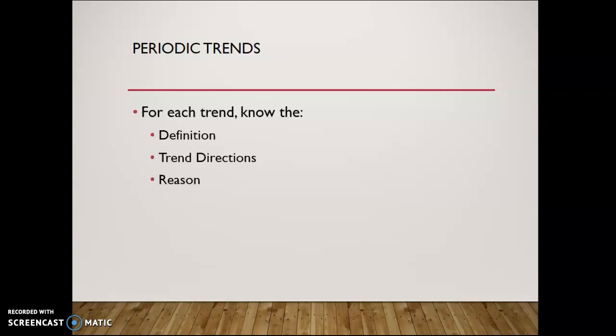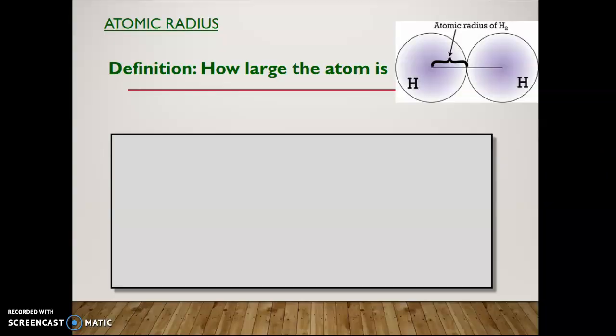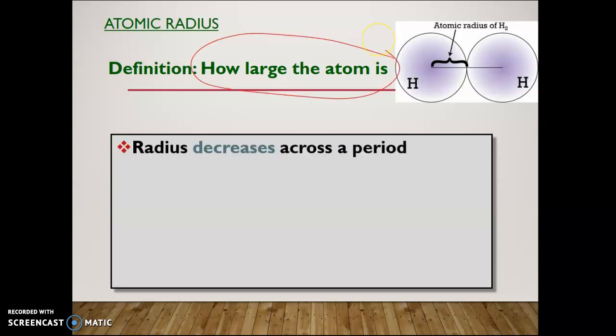So periodic trends. For each trend, it is important that you know the definition, the trend direction, and the reason why that trend occurs. Okay, we're going to start here with atomic radius. So atomic radius is, in the simplest definition, how large the atom is. And here's the trend. Radius decreases as you go across a period.